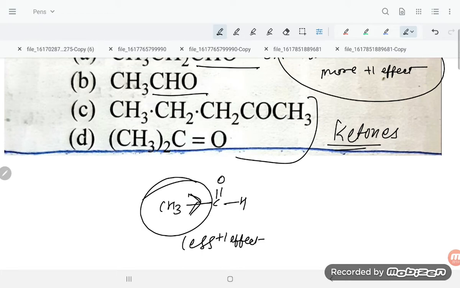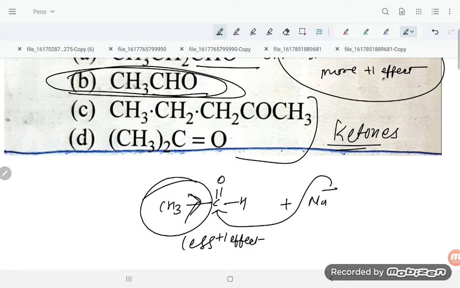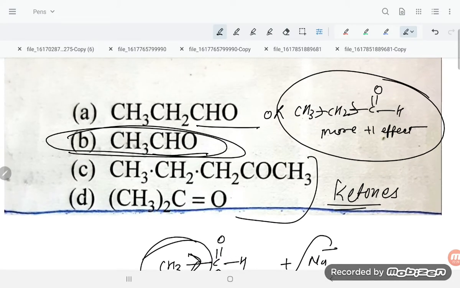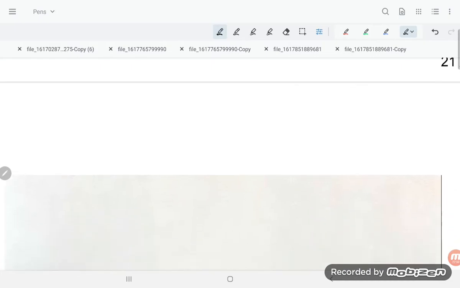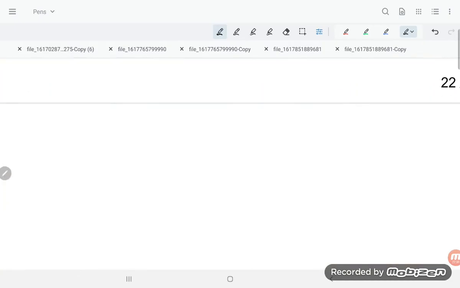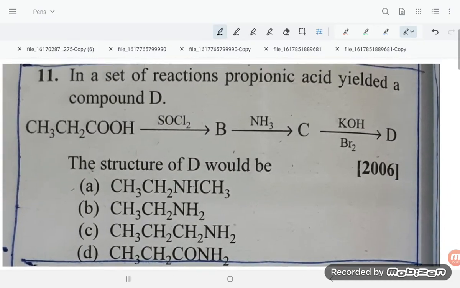So it cannot donate the electron. What will happen, students? The negatively charged nucleophile can easily attack here. So the faster reaction will be given by option number B, students. Greater the positive center, faster the reaction.